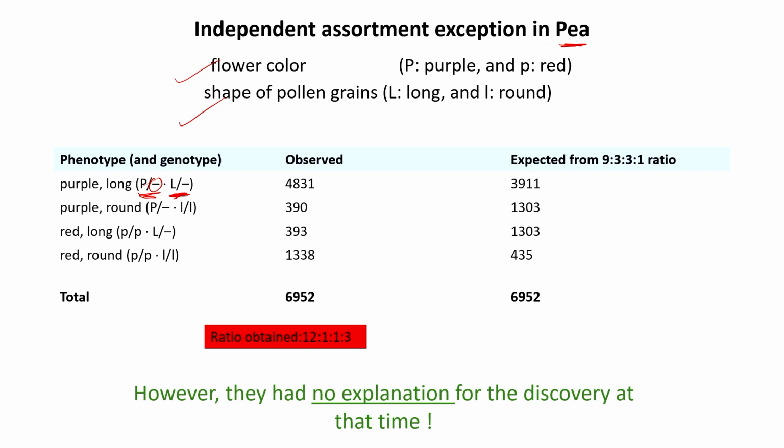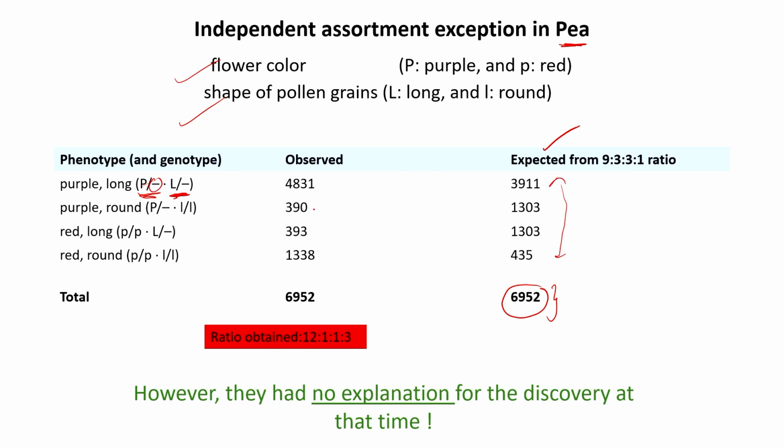You can see that for purple and long, let us look at the expected first. Just look at this column. This shows that if you have observed 6,952 plants independently, what should be the distribution in the 9:3:3:1 ratio for purple and long, purple and round, red and long, and red and round. This should be the ratio that you expect.